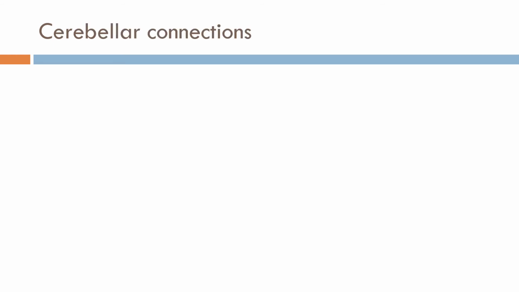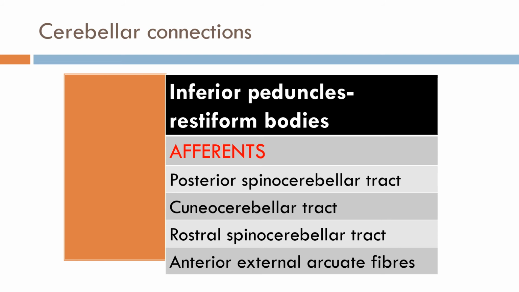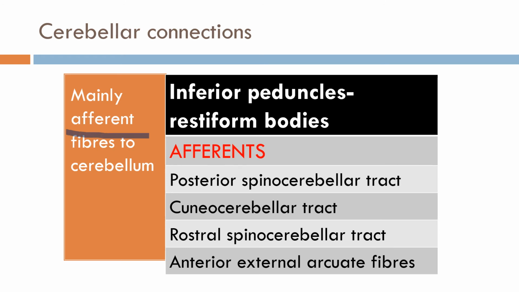So we are continuing with the cerebellar connections. We have three connections we have already learnt: inferior peduncle, middle peduncle and superior cerebellar peduncle. So mainly afferent fibers to the cerebellum pass through the inferior peduncles, which will also be called the restiform bodies. So what are the afferent fibers?